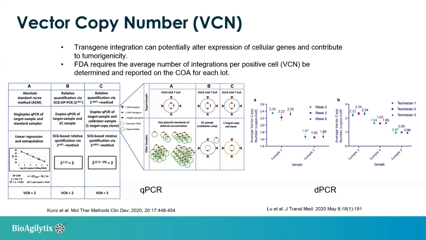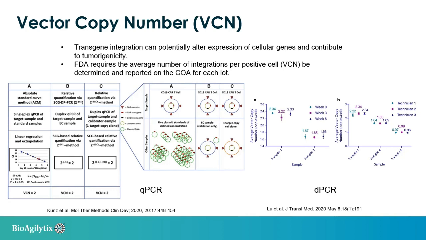If the vector system directs transgene integration, the average number of integrations per transduced cell, generally referred to as the vector copy number or VCN, is required by FDA to be determined and reported on the certificate of analysis of each lot of the cell products.